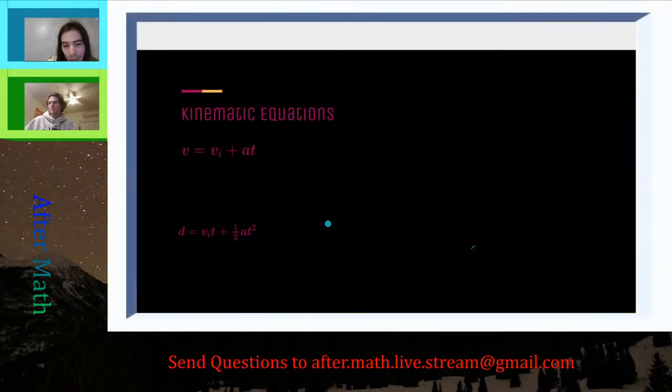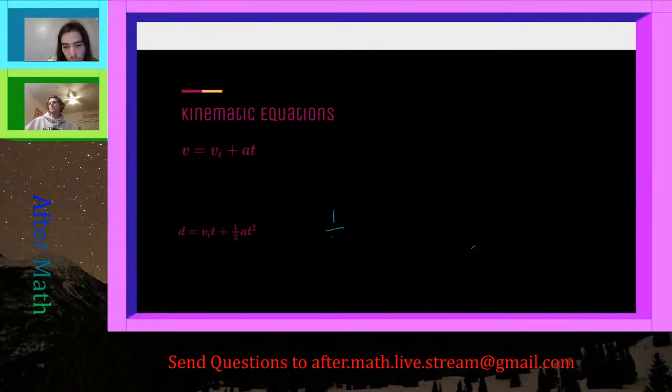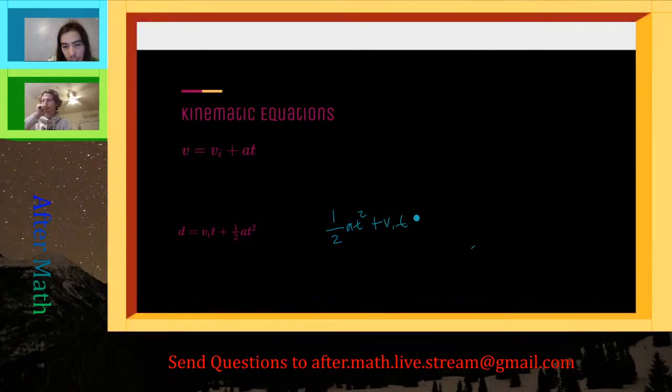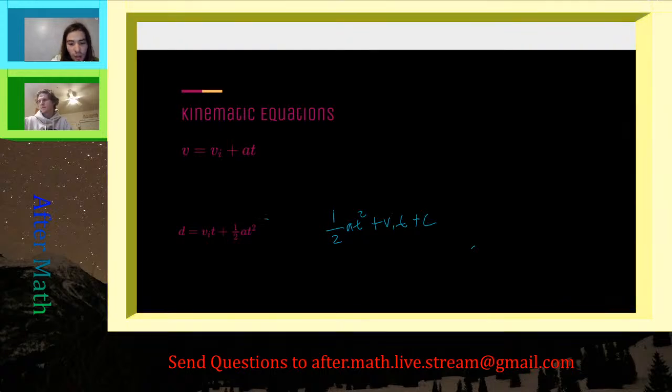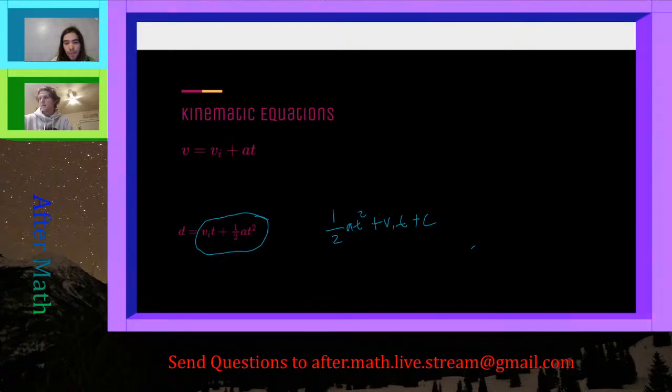So if we added our two c's together, we get 1/2 at squared plus vi t plus c. Now, Jaden, that looks awfully close to this, right? But now we have this pesky little c there.